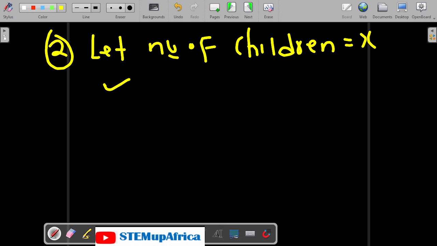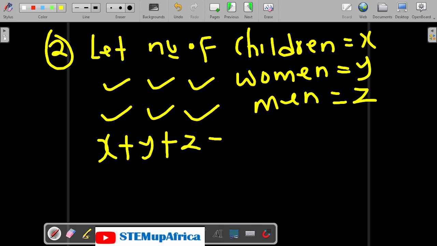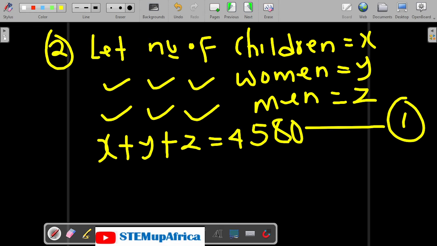Then let the number of women be y. Then let the number of men equal z. So the total number of people who participated is 4,580. What does that imply? It means that if I add the children plus the women plus the men, it will give us 4,580. Let's classify this as equation 1.